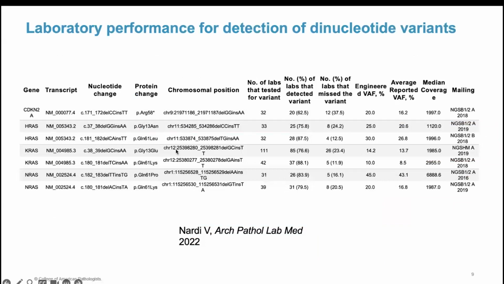This is a table showing the different multinucleotide variants that laboratories were challenged with in CDKN2A, HRAS, KRAS, and NRAS. And then I highlighted here a column showing the number and percentage of laboratories that did miss the variant. So most laboratories will detect, or their pipelines will report, just the first of the dinucleotide or trinucleotide variants. Other laboratories will report these dinucleotide or trinucleotide variants as separate single nucleotide variants.